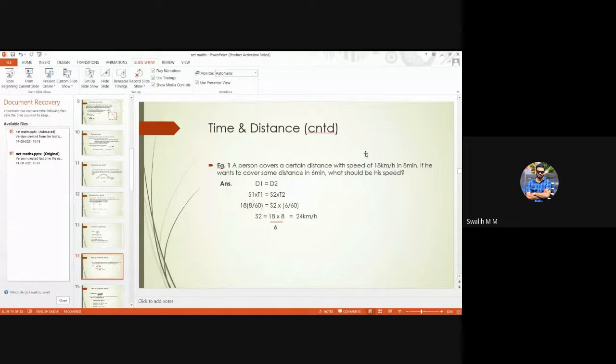Now, what should be the speed is the question. S2 is the question, and we know T2, that is 6 minutes. 6 would be 6 by 60. Solving that, you can get the speed. You can cancel the 60 because, if you know linear equations, you can cut these on either side. Then 18 into 8 by 6 would give 24 km per hour. Now, next question. Is this clear?